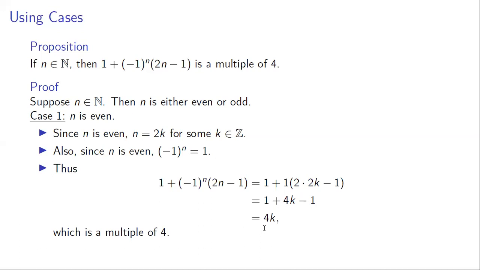Again, in case 1, what we've shown is that if we suppose that n is even, then this thing is a multiple of 4. We have shown that, but we're not done with the proof, because the proposition never claimed that n has to be even. It said n could be any natural number, so either even or odd. We've shown that if n is even, this has to be a multiple of 4. But what if n is odd? So we have to do that now in case 2. So let's continue the proof. Case 2 is where n is odd.